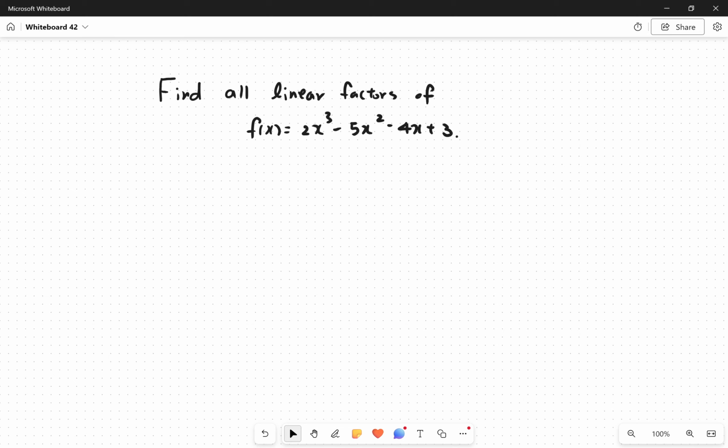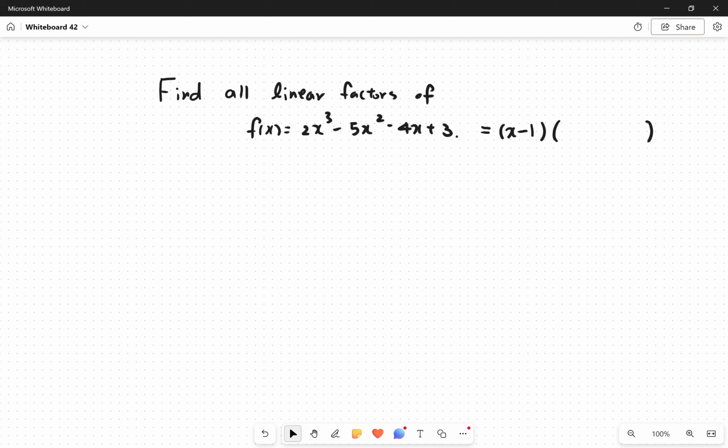Hi, in today's video we'd like to discuss how to find all linear factors of a cubic polynomial using synthetic division. The first step of using synthetic division is to find one of the easiest linear factors. The way we can do that is, for example, suppose this function has a linear factor x minus 1, then there are other factors.